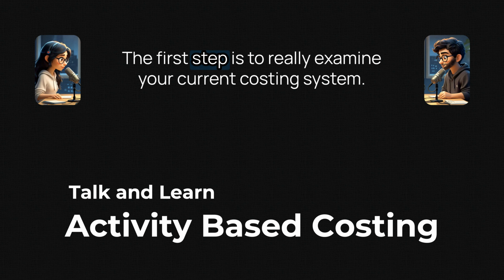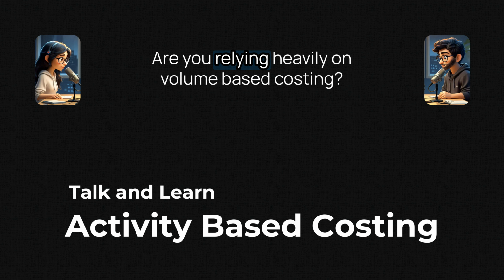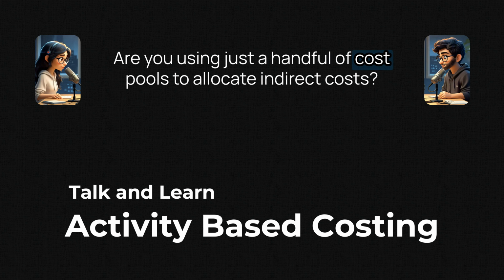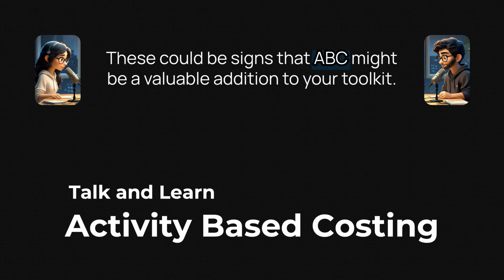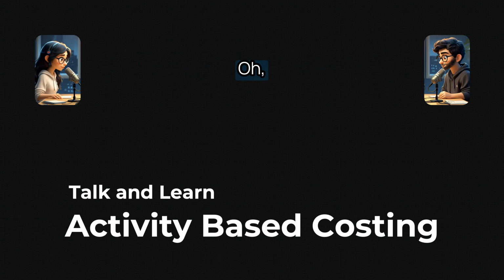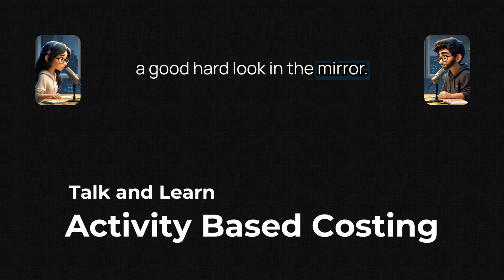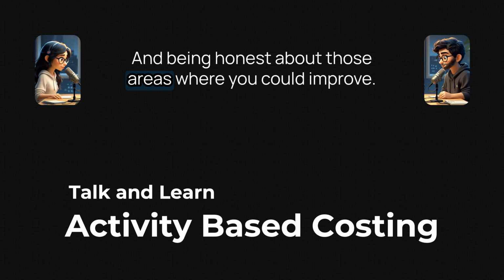The first step is to really examine your current costing system. Are you relying heavily on volume-based costing? Are you using just a handful of cost pools to allocate indirect costs? Do you find yourself constantly questioning the accuracy of your product costs? These could be signs that ABC might be a valuable addition to your toolkit. It's like doing a cost checkup. Exactly. Taking a good hard look in the mirror. And being honest about those areas where you could improve.